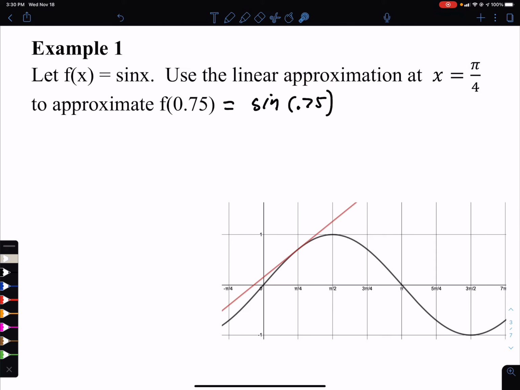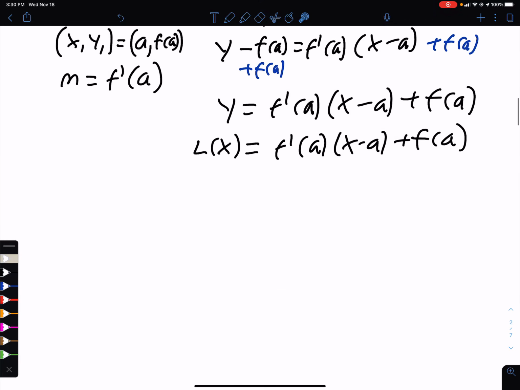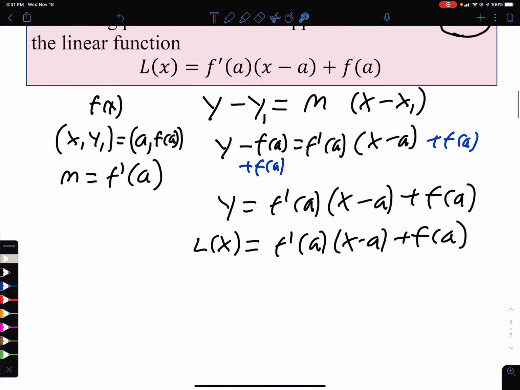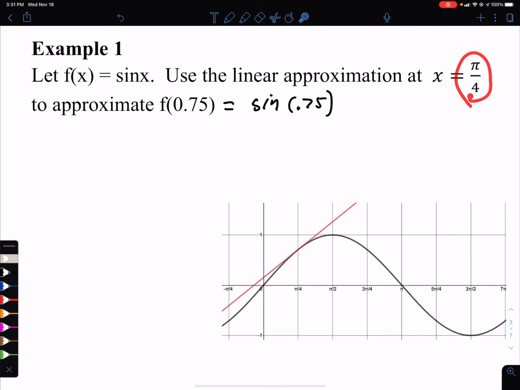So what number's close to 0.75 where I do know the sine of? Okay? And here's what we're going to use, because that's about 3. 3/4 is about 0.75. So this point is really close to that point. And like we saw earlier, we want a point of tangency that's really close to our point we're approximating to be accurate. Because remember, the farther you get away from our point of tangency here, the bigger the error. So you want a point that's really close. So therefore, this is really close to 0.75.